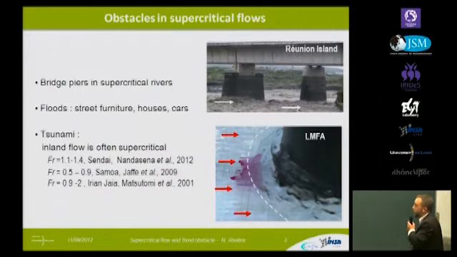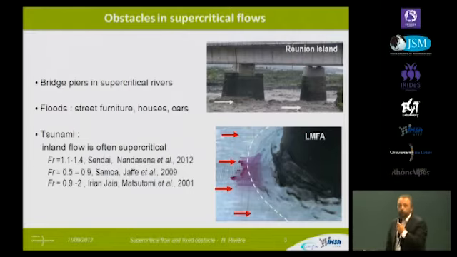So what can be the obstacles we consider? For us it was first bridge piers in supercritical rivers, stepped rivers, as we can find them in Chile, for example, or here in the Réunion Island in the Indian Ocean. It can be street furniture, houses, cars, buildings. We just have seen some examples before, in floods and also in tsunami.